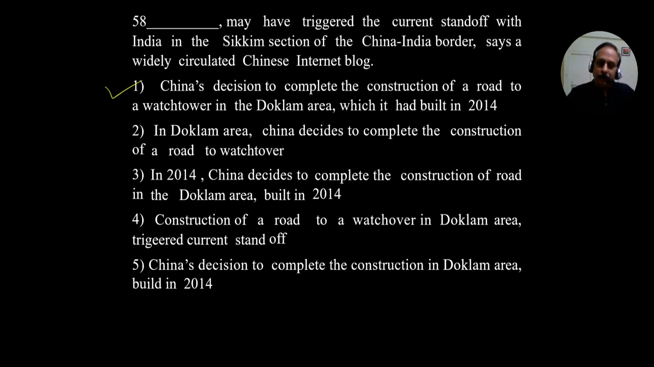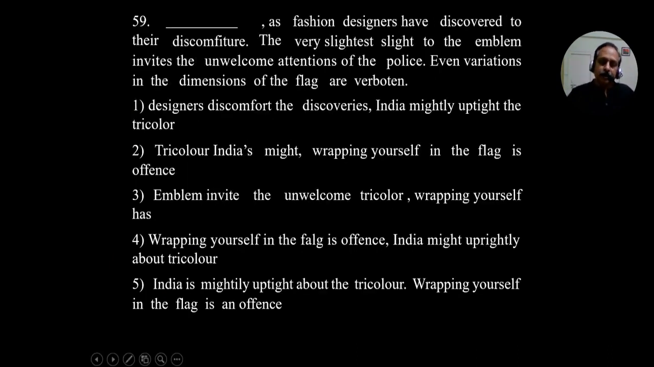China's decision to complete the construction of a road to Watchtower in Doklam area, which it had built in 2014, may have triggered the current standoff with India. So this seems correct. In Doklam area, China decides to complete, not correct. In 2014, China decided. Construction of a road to a watchtower in Doklam area triggered current standoff. Triggered, again you cannot say may have triggered, not correct. China's decision to complete the construction in Doklam area, not built in 2014. Built in 2014, grammatically not correct. So what is the answer? The first option is the answer.